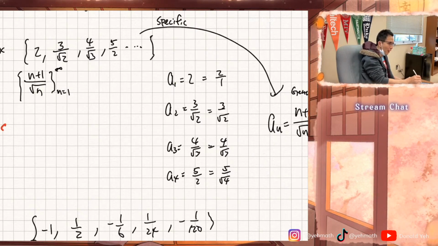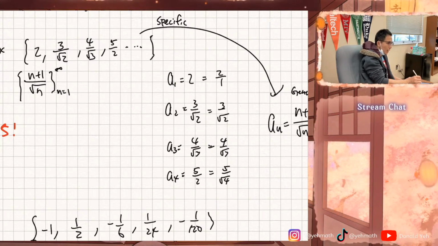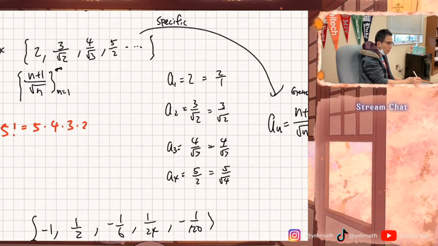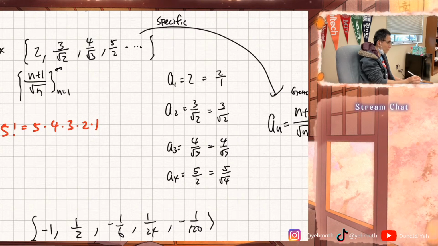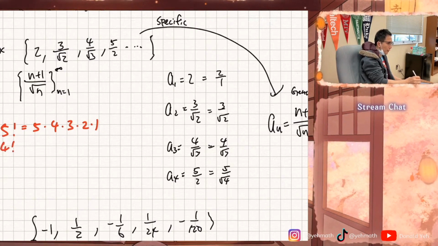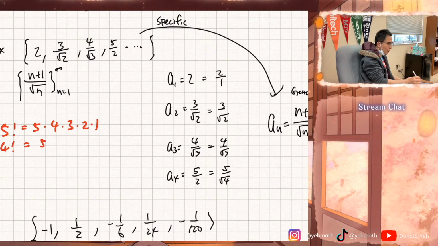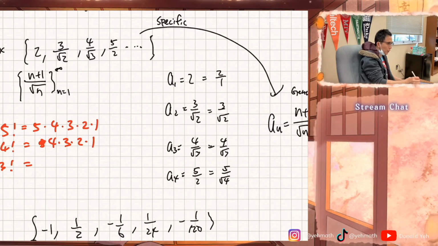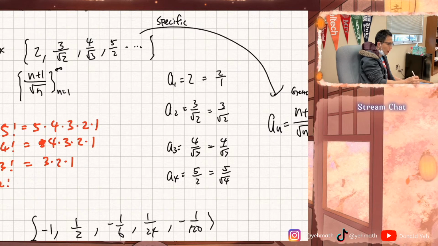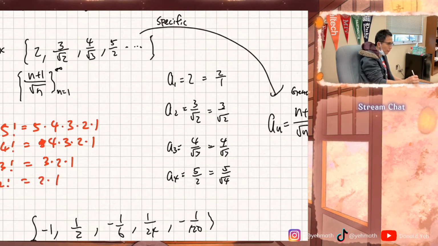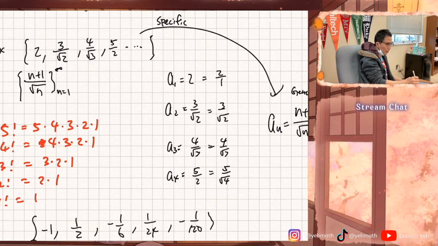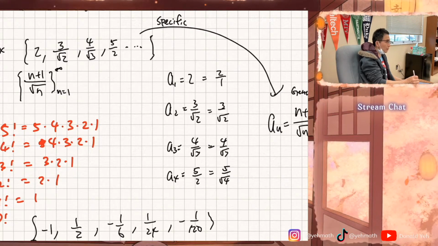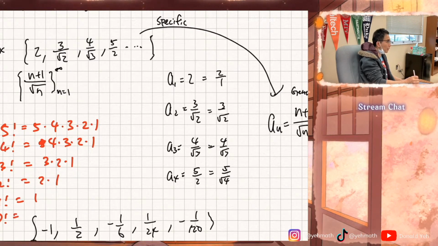if I have 5 factorial, that's equal to 5 times 4 times 3 times 2 times 1. 4 factorial is going to be equal to 4 times 3 times 2 times 1. 3 factorial is going to be 3 times 2 times 1. 2 factorial is going to be 2 times 1. 1 factorial is going to be what? 1. Now, very, very important: there's one more. There was a 0 factorial. 0 factorial is 1.